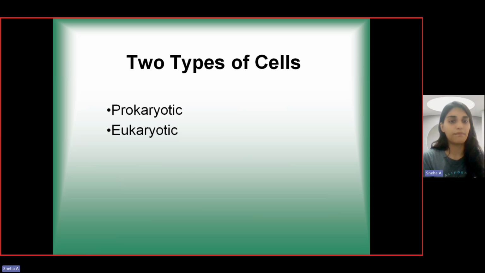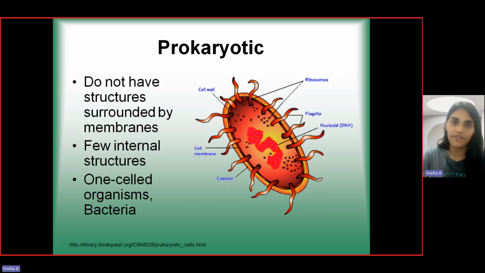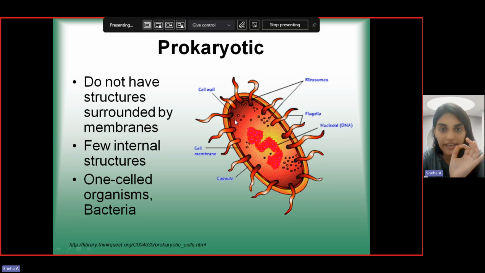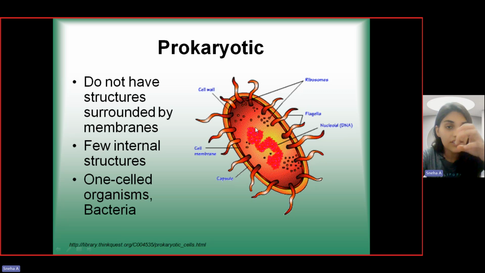Now, on the basis of classification, there are two types of cells. One is the prokaryotic cell and the other is the eukaryotic cell. This classification is very important. Prokaryotic means they do not have structures surrounded by membranes. If I am talking about certain cell organelles, the structures within the cell are the cell organelles. That organelle does not have any membrane.